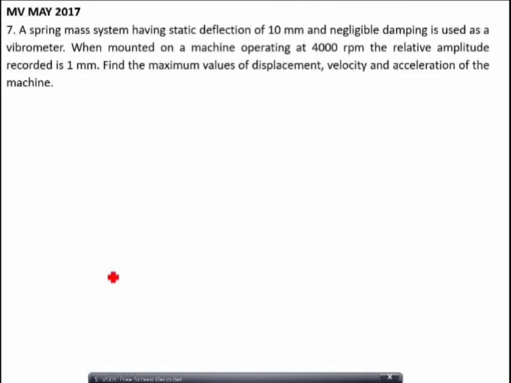Now we will solve one more problem, problem number 7. A spring mass system having static deflection 10 mm, so they have given delta st equal to 10 mm, and negligible damping, is used as a vibrometer. Negligible damping means zeta is equal to 0, because negligible damping is also considered as an undamped condition.